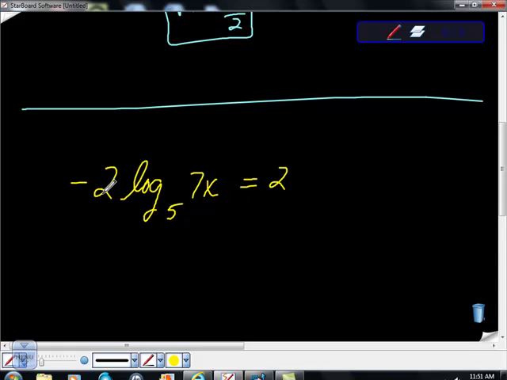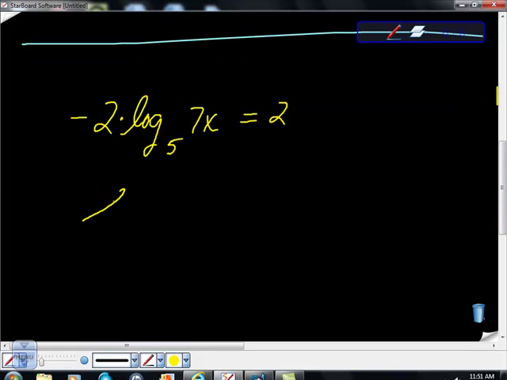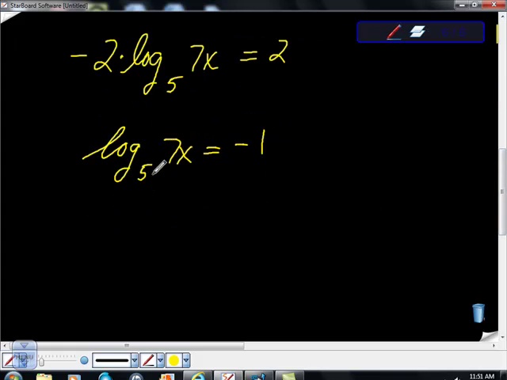Again, the first thing I'm going to do is recognize this negative 2 out here as a coefficient value. So I'm going to divide both sides by negative 2, which gives us log base 5 of 7x is equal to 2 over negative 2, which is negative 1. From here, I'm going to exponentiate, so 7x equals 5 to the negative 1 power.